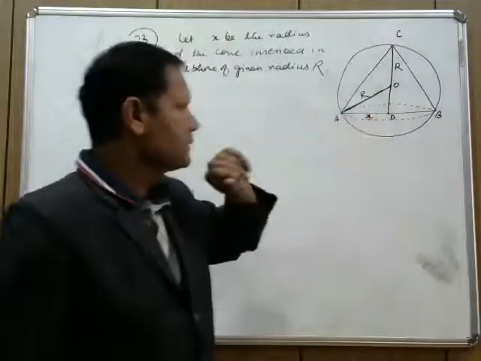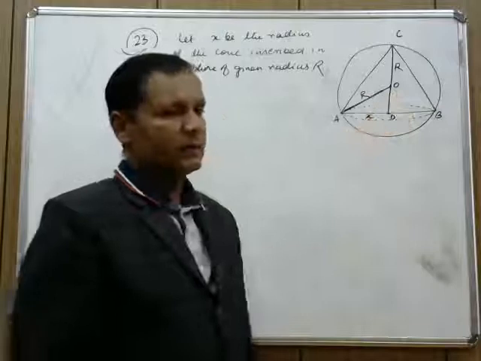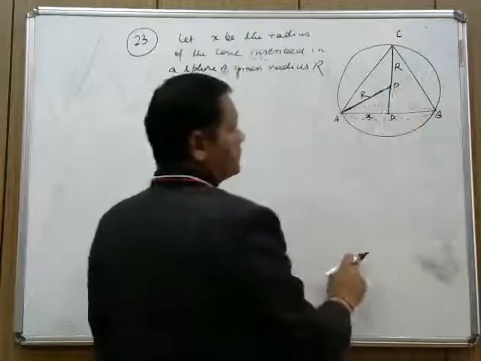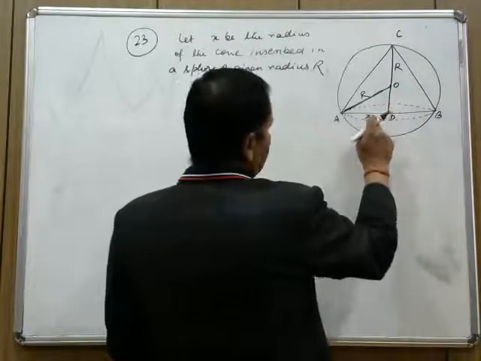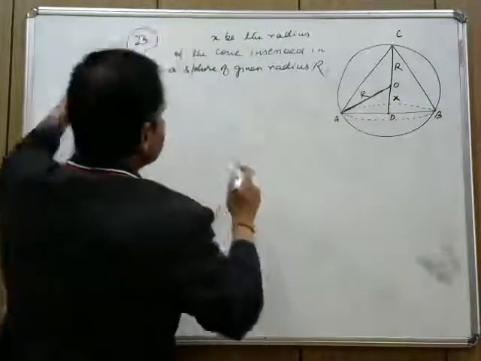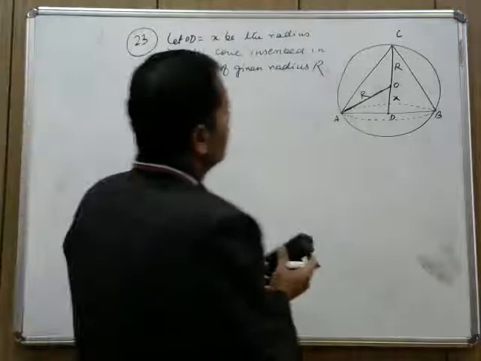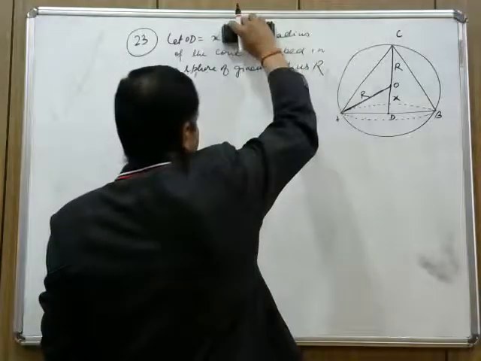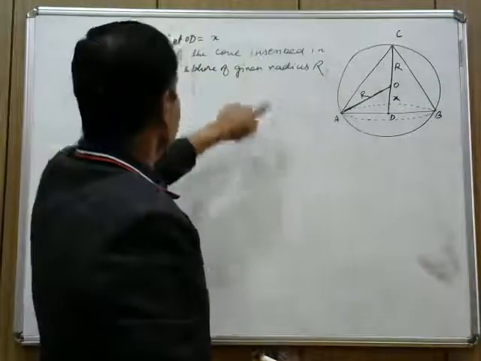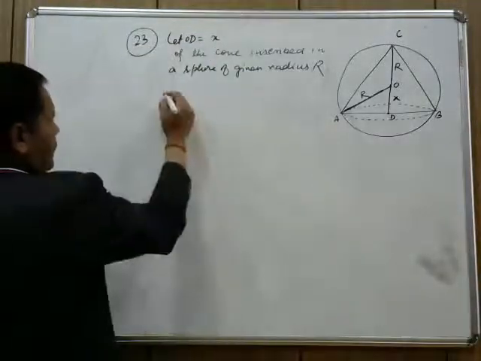Now when this one is x, I can have the value of OD also, but while I was doing this, I thought it's better to take OD as x. I'll tell you why. Okay, let OD be equal to x, of the cone inscribed in a sphere of given radius R. And then see what happens.